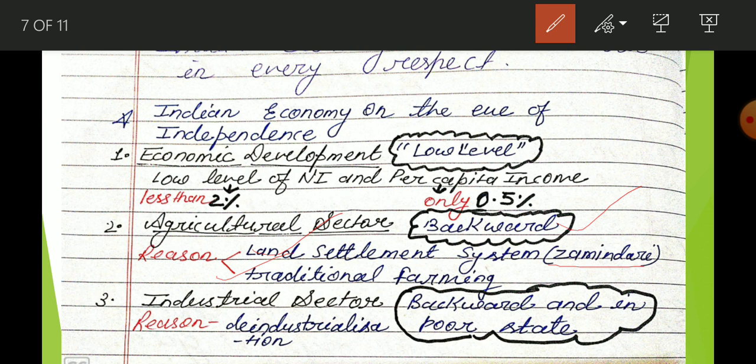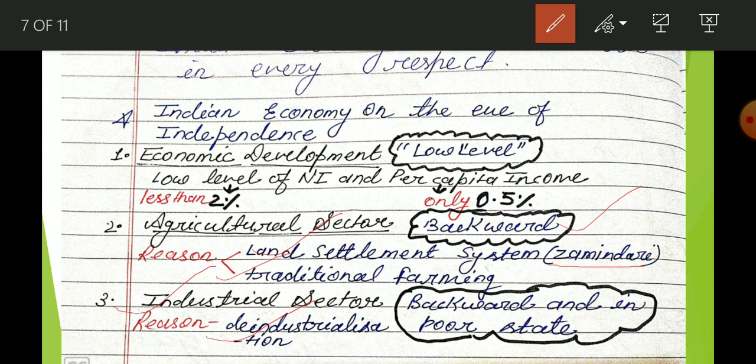Okay, the third heading we are going to learn is the industrial sector. It is also very backward and in a poor state. So when we define it in one line, we can write: the Indian industrial sector was backward and in a poor state on the eve of independence. Why? There are many reasons, but the major reason is the deindustrialization policy of the Britishers. What is deindustrialization? We are going to learn that when I give the detail of each topic.